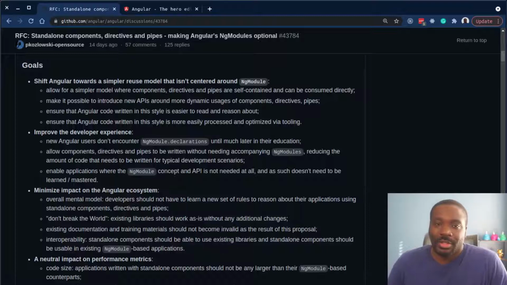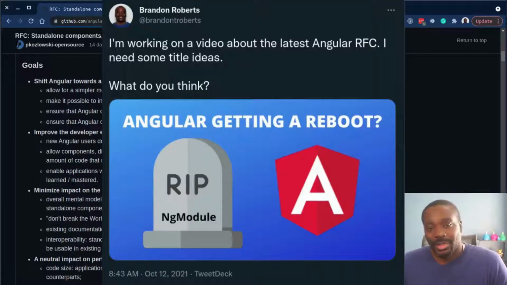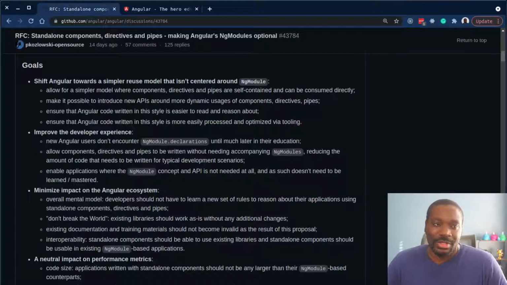So in this RFC, it talks about goals and non-goals. I posted a tweet like this one before that mentioned one of the thumbnails that I was working on for this video. And it brought up a lot of interesting conversations about when in the past we've used these types of pictures to define what happens to things in Angular when we're no longer using them.